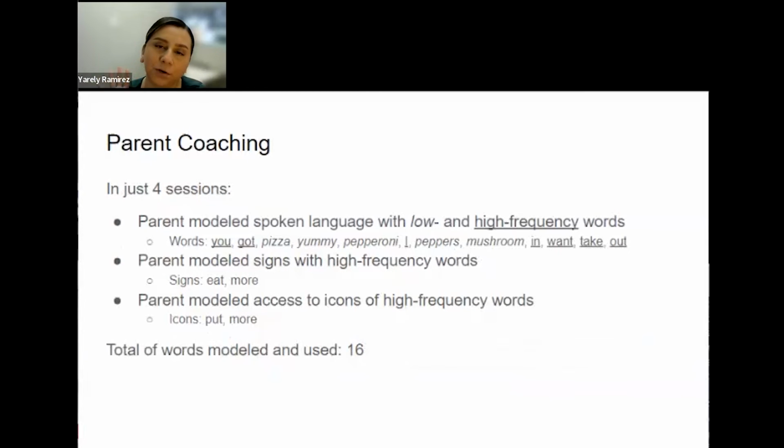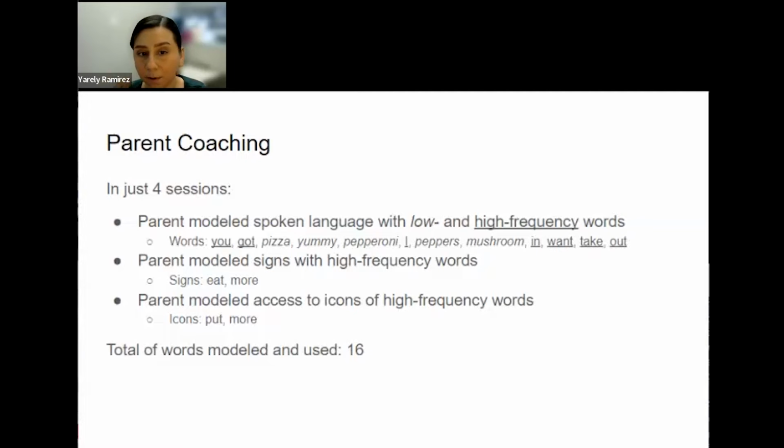And then just 4 sessions, just with one activity that is very much child-led, and the parent was involved. The parent modeled language via low and high frequency words. Some of the high frequency words were: in, want, take, out. And the low frequency words were pizza, yummy, pepperoni, peppers, mushroom.